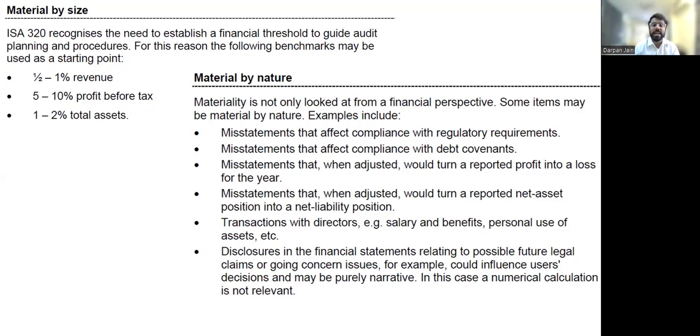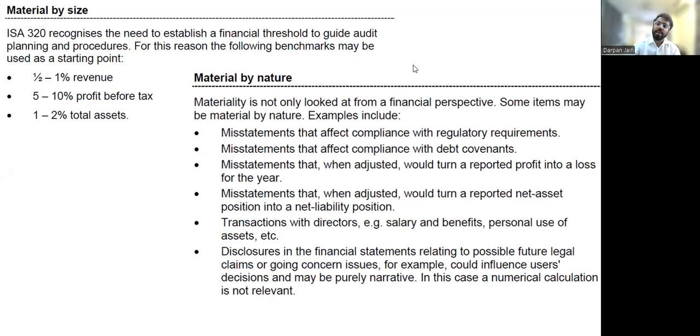Next, any transaction with directors, like remuneration, salary, personal use of assets, any transaction with a director is always material. And lastly, any disclosure in relation to going concern or relating to future claims is again material. Last one is about disclosures. So all of these are material by nature. Their size might be very small, but they are material because of their nature. So remember what is material and what is not material.